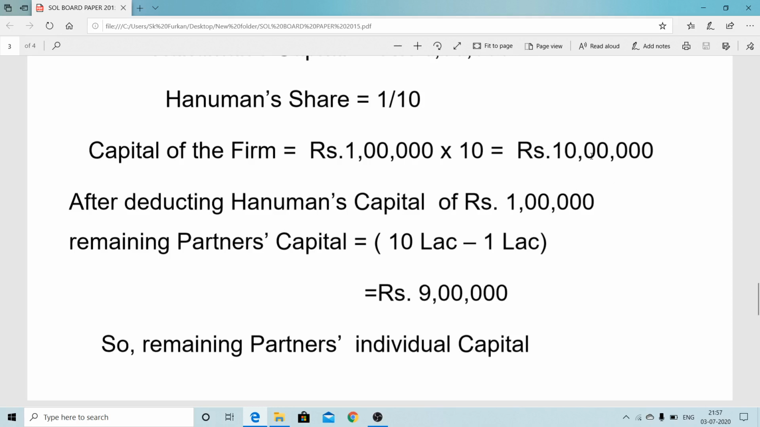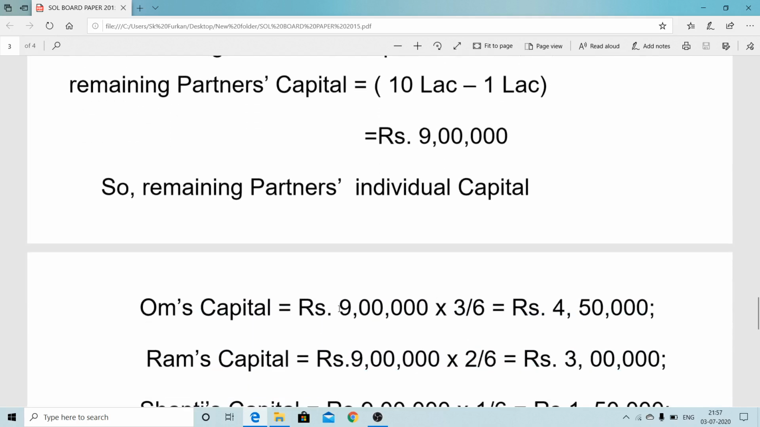Total capital came 10 lakh, out of that 1 lakh deducted for the incoming partner. So 10 lakh minus 1 lakh is 9 lakh. This 9 lakh rupees we can distribute to the old partners in their old ratio. So here it is coming.